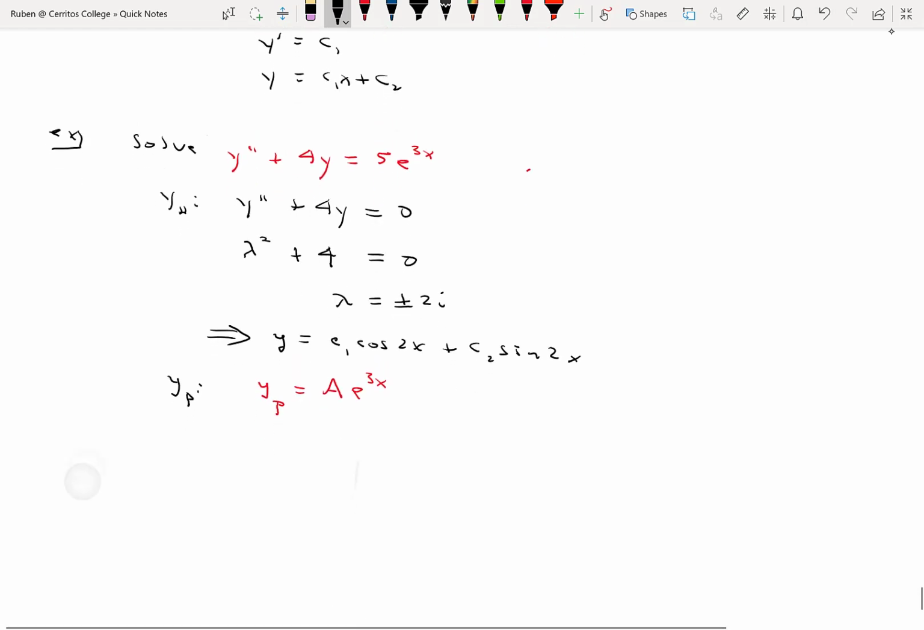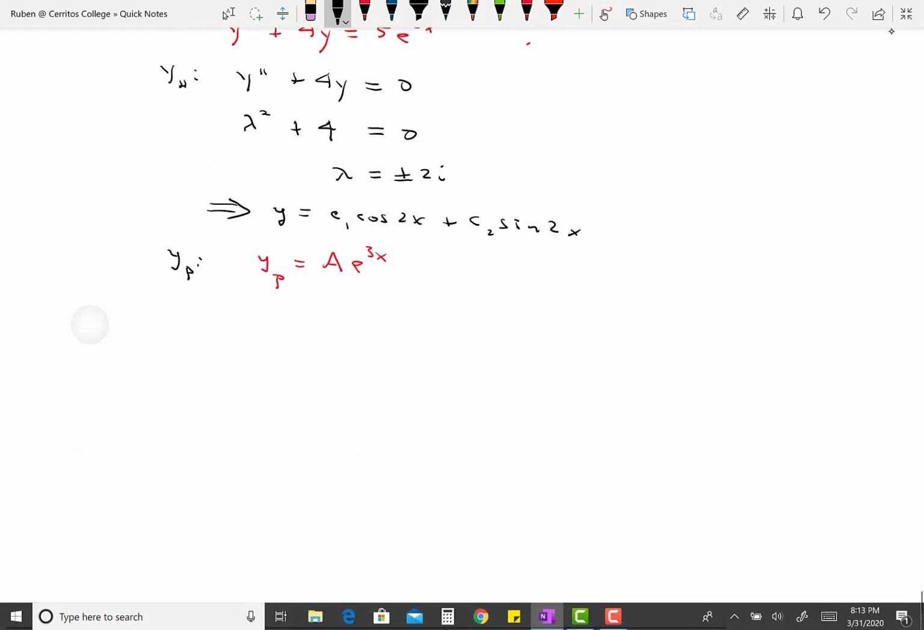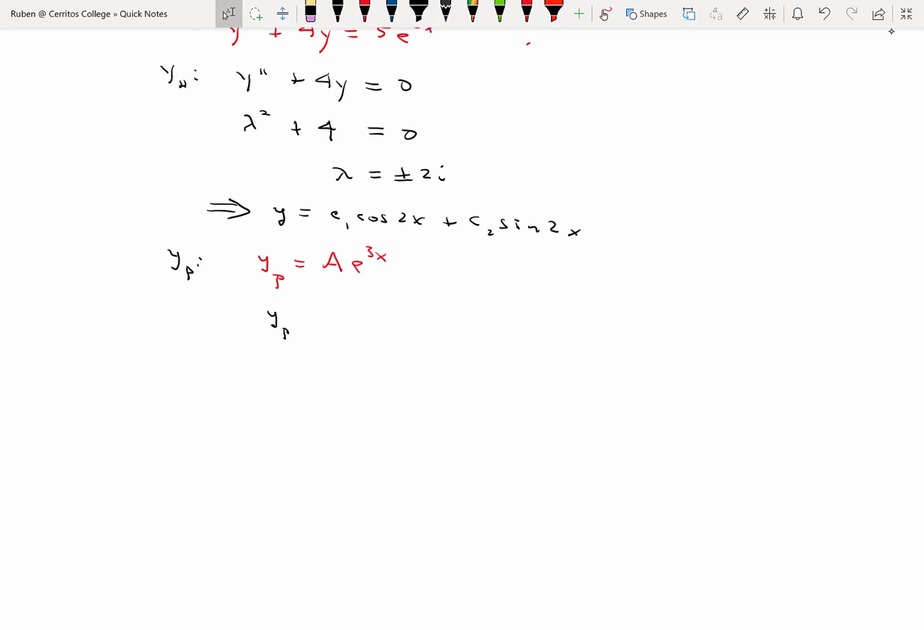To do that, we're going to substitute our y sub p into the differential equation. So let's take a couple derivatives of this solution. The derivative of a e to the 3x is 3a e to the 3x. The second derivative we'll need also, because our differential equation is a second order differential equation. And that's going to equal 9a e to the 3x. Let's substitute it into the differential equation.